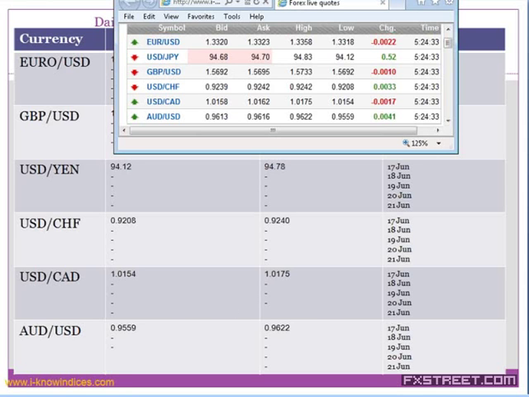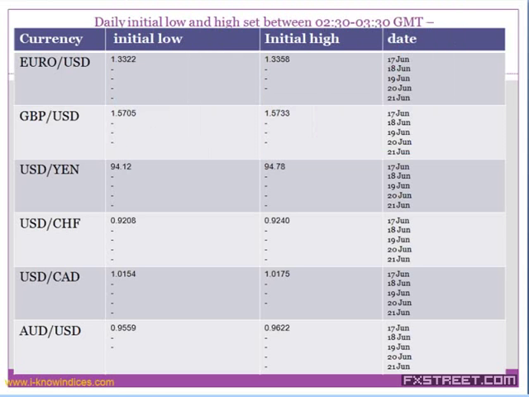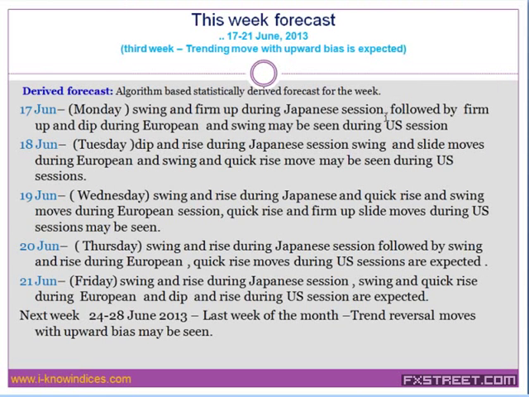So this is how we have to fine tune the expected market move, derived, say, swing and firm up during the Japanese session. A swing is nothing but a small up and down move within the initial high and low, and subsequently they are expected to firm up and go closer to the high.